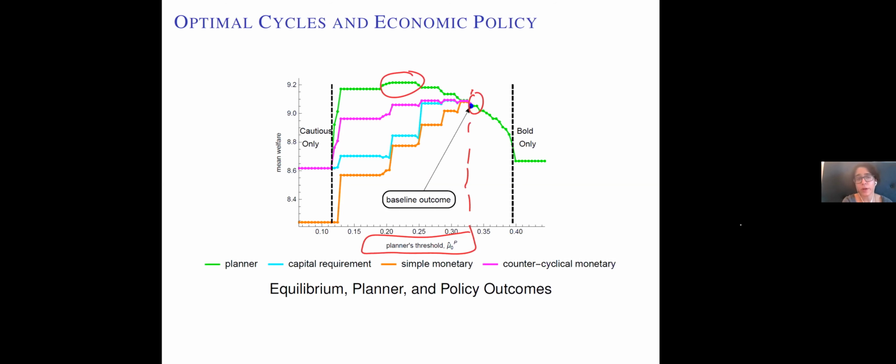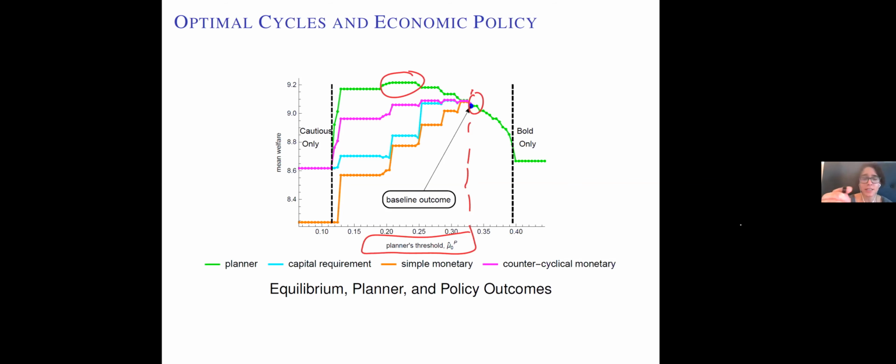And the three colored lines in the middle are the three policies. The pink is the counter-cyclical monetary policy. The blue is capital requirement. The orange is the simple monetary policy. First, you can see that basically they do not reach the planner. Okay. Second, you can see that the simple monetary policy sucks. It often falls below the equilibrium.